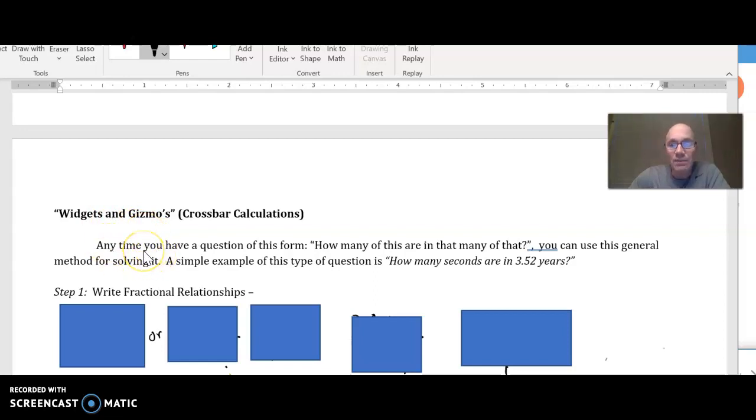All right. So the time that we're going to use this method is anytime you have a question that's in this form. How many of this are in how many of that? Or another way would be, how many of this would you need if you had that many of that? All right. And you'll start to get a sense of the types of questions that you could use it for the more you practice this.